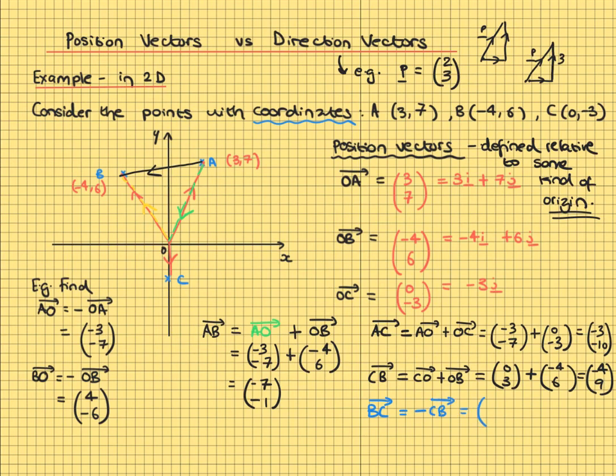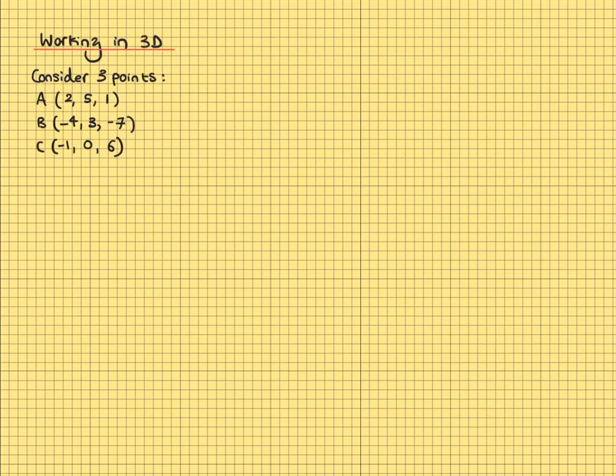So that's simply equal to 4, 9. And being able to work flexibly and efficiently like this with vectors is really important. So we're now going to extend what we've done to 3 dimensions. Let's consider 3 points, A, B and C. And you can see they've all got an X, a Y and a Z coordinate.